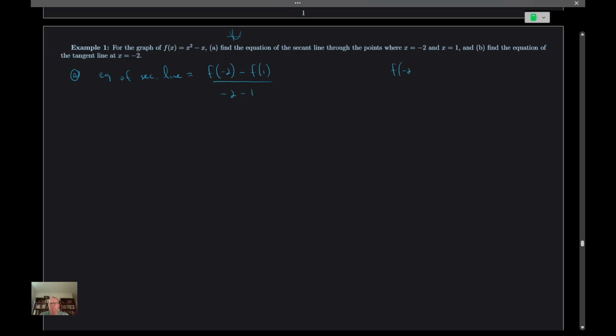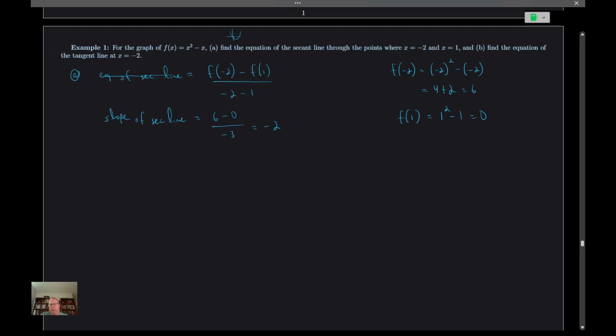So let's find f of -2. We get -2 squared minus -2, so that'd be 4 plus 2, which is 6. And then let's find f of 1. That will be 1 squared minus 1, which is 0. So we get 6 over -3. And actually, this is not the equation of the secant line yet. We're getting the slope of the secant line here, and then we'll get the equation. So the slope of the secant line is 6 over -3, which is -2.